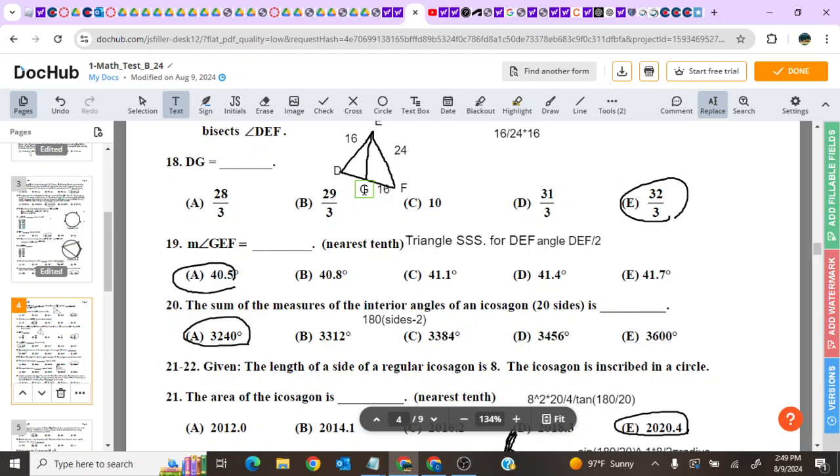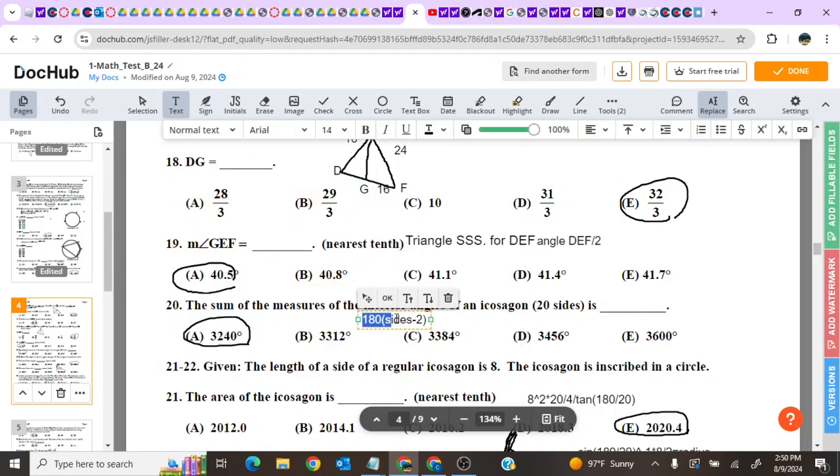And you get 40.5. The sum of the measurement of the interior angles of an icosagon, 20 sides, is what? Well, if you think about types of shapes, you know that a triangle has 180 degrees, a square has 360 degrees, a pentagon has 540 degrees. I think you can clearly see the pattern. The formula for the sum of interior angles basically boils down to 180 times the number of sides minus 2. Do that, and you'll get 3,240 degrees as your sum.